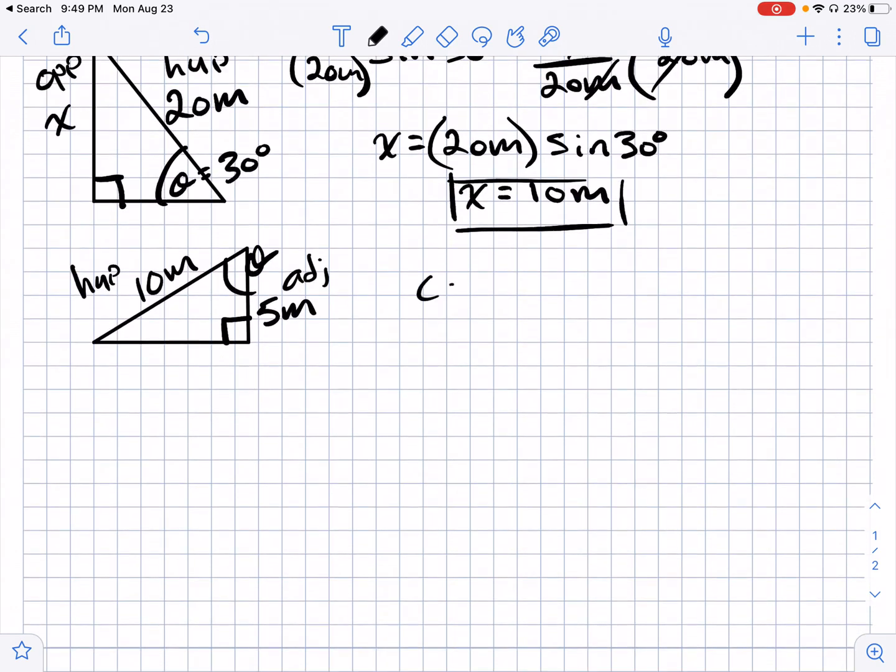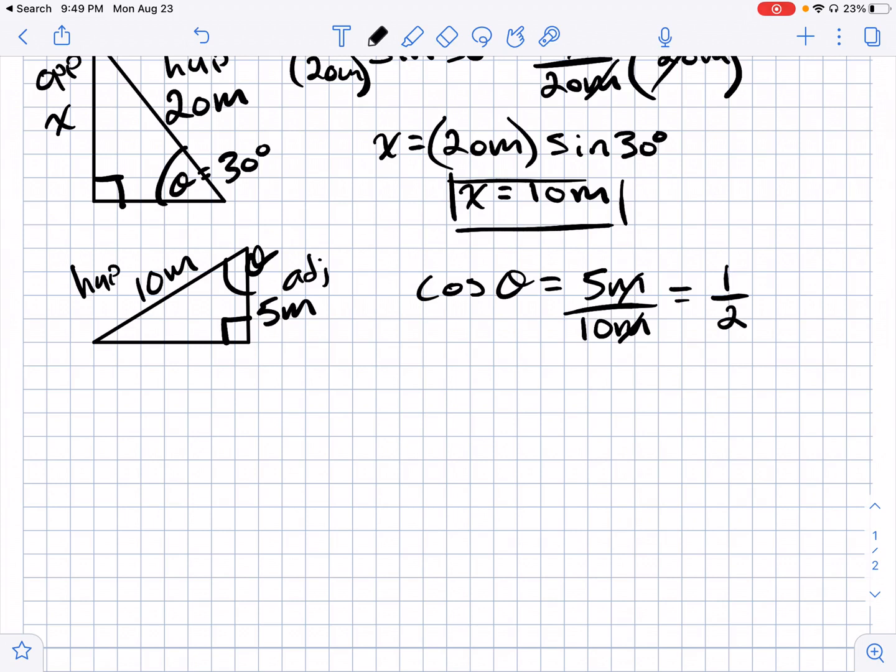We have cosine, and I'm going to leave it theta because we don't know the angle, is equal to your adjacent side, 5 meters, divided by your hypotenuse, which is 10 meters. And if you look at it, we have meters over meters, so we can just cancel the meters out. And we can reduce that to 1/2. So cosine theta is equal to 1/2.